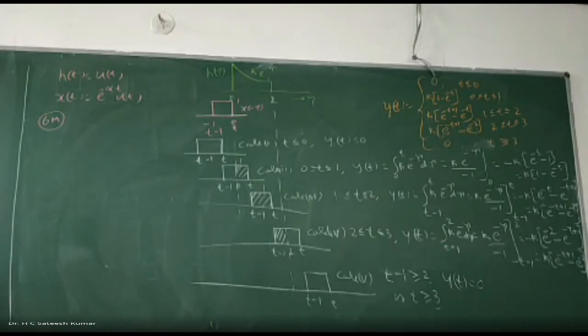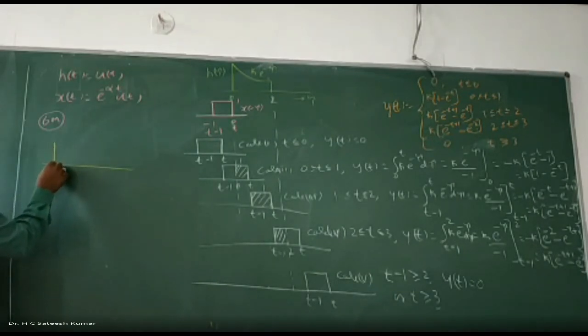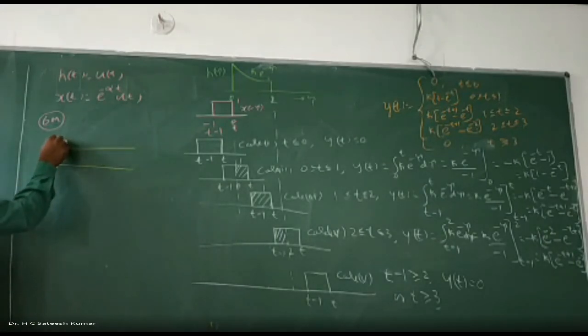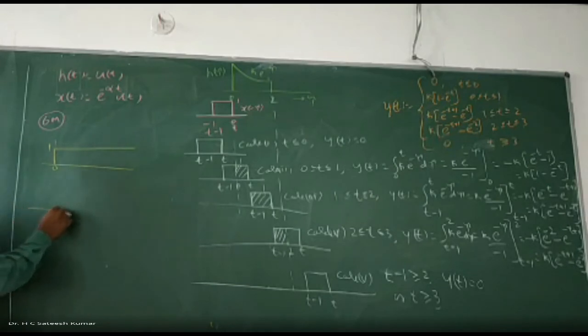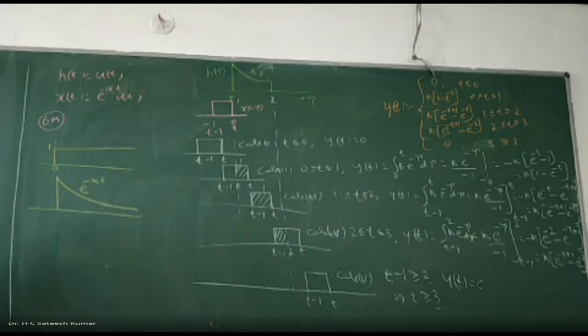Okay, right. Now, how to do this one? h of t is ranging from where to where? 0 to infinity. u of t is there, 0 to infinity, its value is 1. And x of t is nothing but equal to what? It is exponentially decaying, assuming that alpha is less than 1. e to the power of minus alpha t, its value goes on decreasing. Alpha is a constant, so it is exponentially decaying.